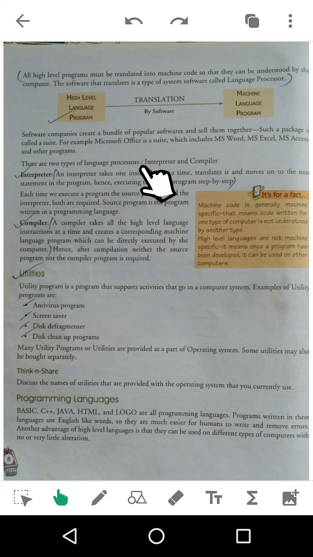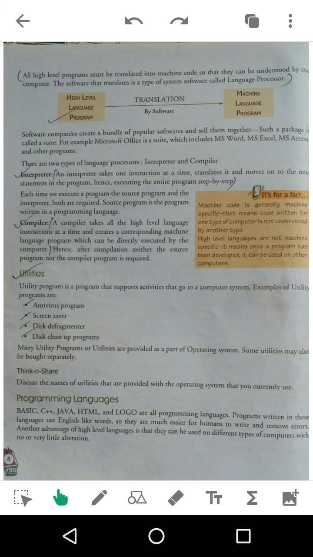in the program. Now see, each time we execute a program, the source program and the interpreter both are required. Suppose you are doing a simple calculation, 1 plus 1 equal to 2. So what will the interpreter do? Each time you execute a program, the source program and the interpreter both are required. Source program is the program written in programming language.